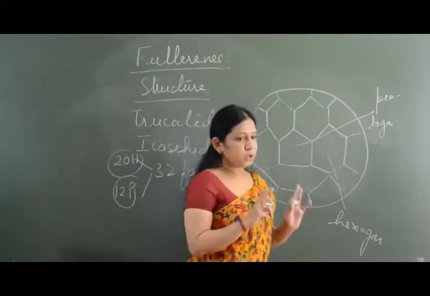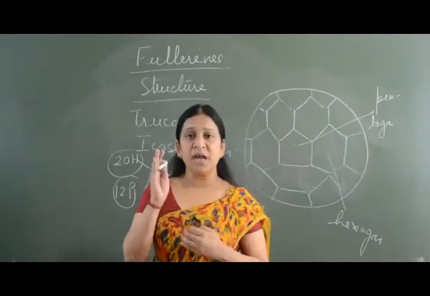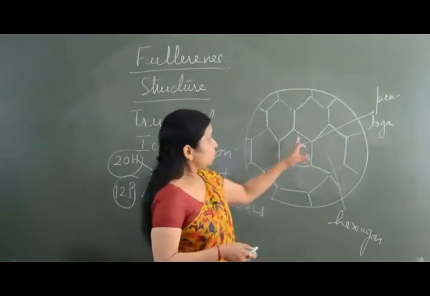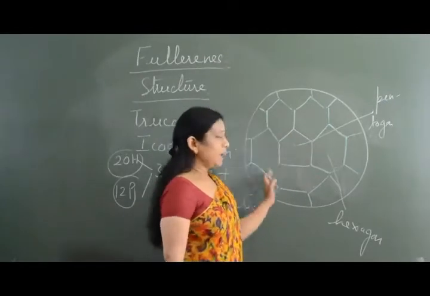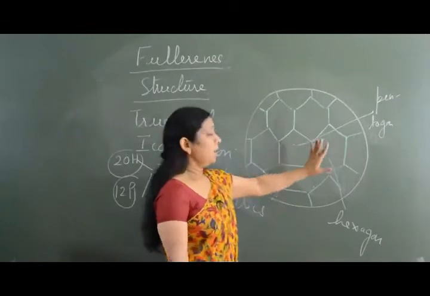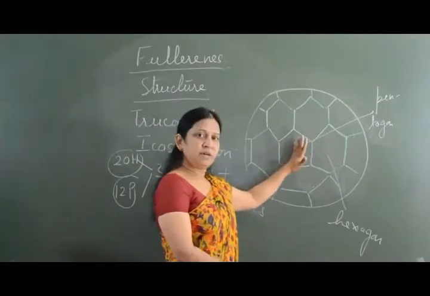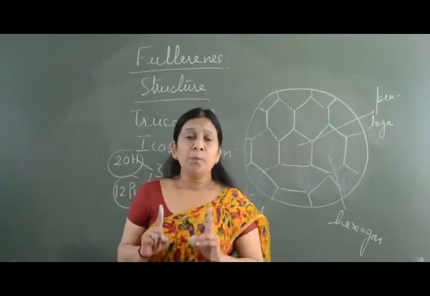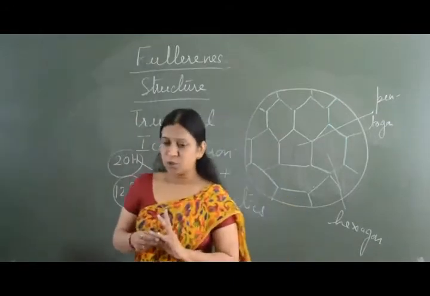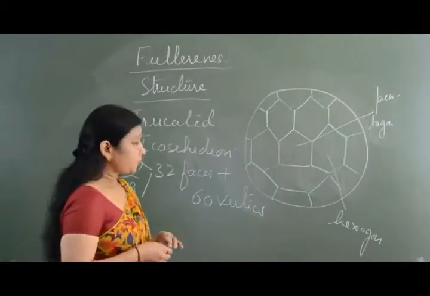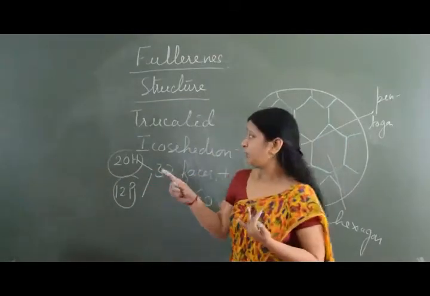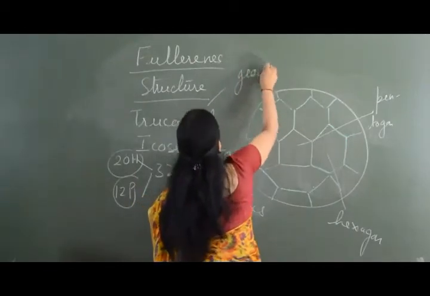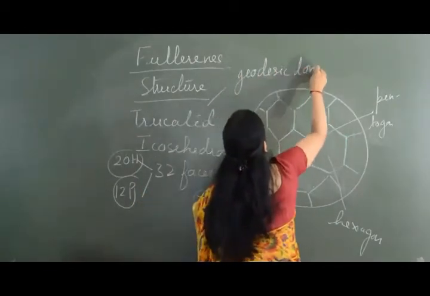As we can see in the structure, we cannot draw two pentagons adjacent to each other, but we can draw two hexagons adjacent to each other. I have drawn a pentagon and around that I am drawing hexagons, but I cannot do just the reverse of it. I cannot draw a hexagon here and then pentagons around. So a condition is there that we cannot draw two pentagons adjacent to each other. This is the structure of fullerene, known as truncated icosahedron. It is also referred to as geodesic dome structure.